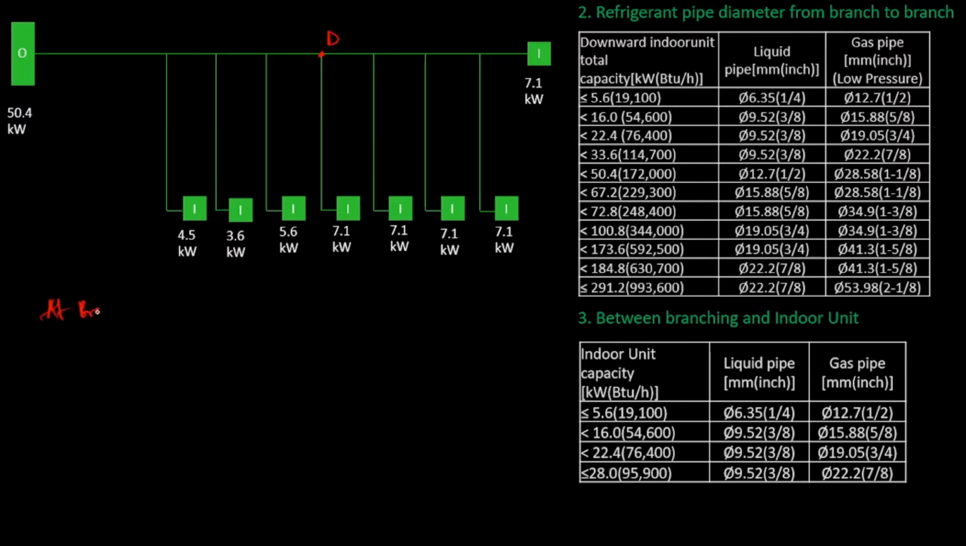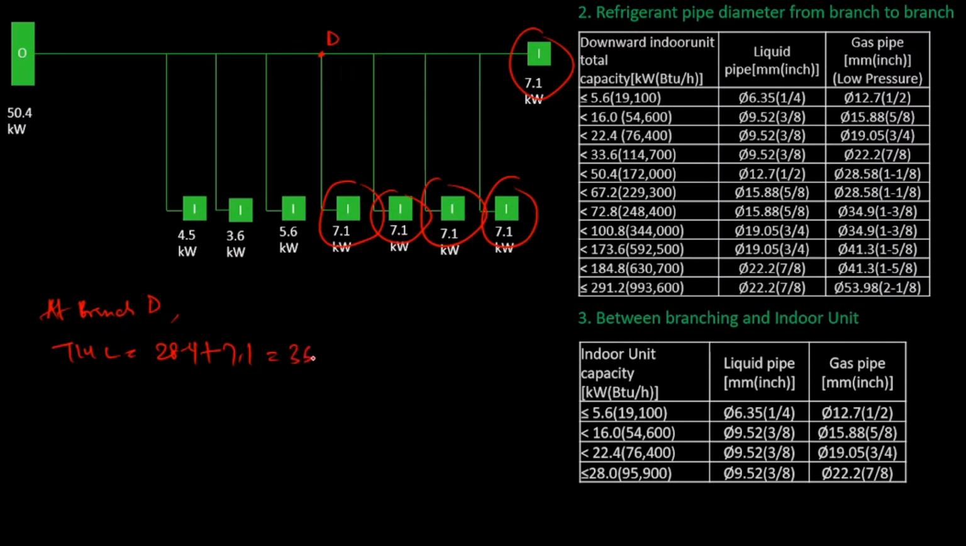So at branch D, we can say again TIUC is equal to the last thing we got, which was 28.4, plus, remember, it's this plus this now plus this and this, plus 7.1 again. And that will give us 35.5 kilowatts. Okay, and we know that 35.5 kilowatts is somewhere around here.